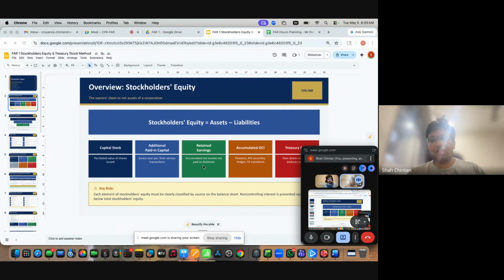You can further redistribute your retained earnings as per your requirement, for example for fixed assets, for debenture redemption, or for any other purpose. Then you have OCI. Again, your format is beginning OCI plus addition to OCI minus reclassification to income statement. And then we saw treasury stock.